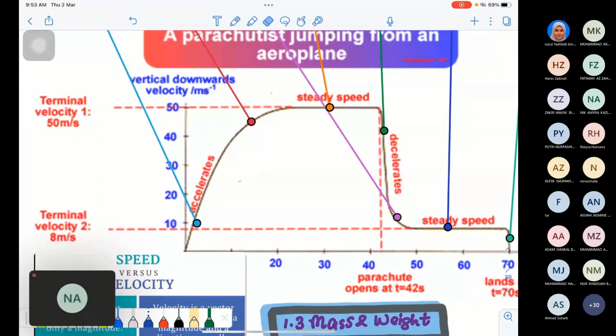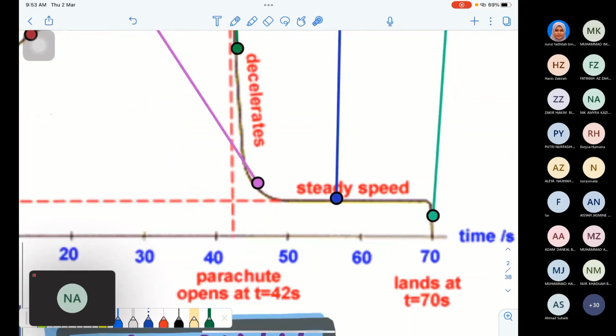So at the first point, he is accelerating. Yeah, this one. V increases. V increases: 10, 20, 30, 40. And then V starts to decrease before reaching the terminal speed. And then when the parachute opens, there is a rapid drop in the velocity. Yeah, velocity decreases until the drag is equal to the weight, so it becomes a steady speed.